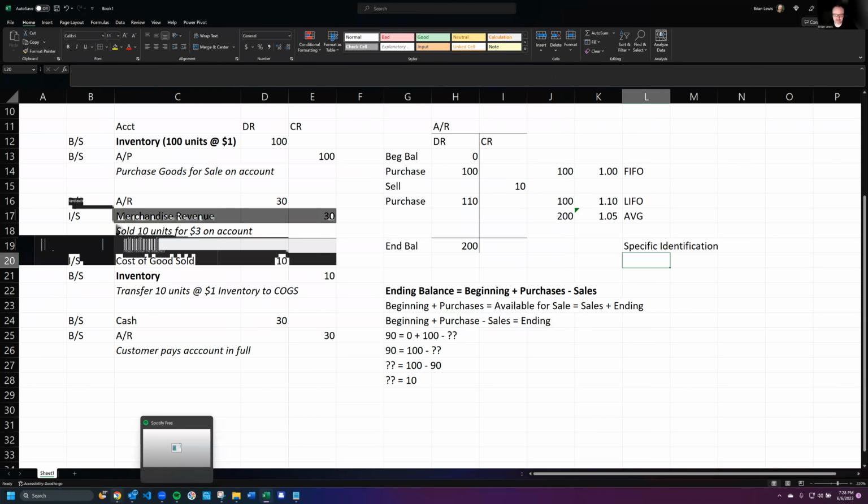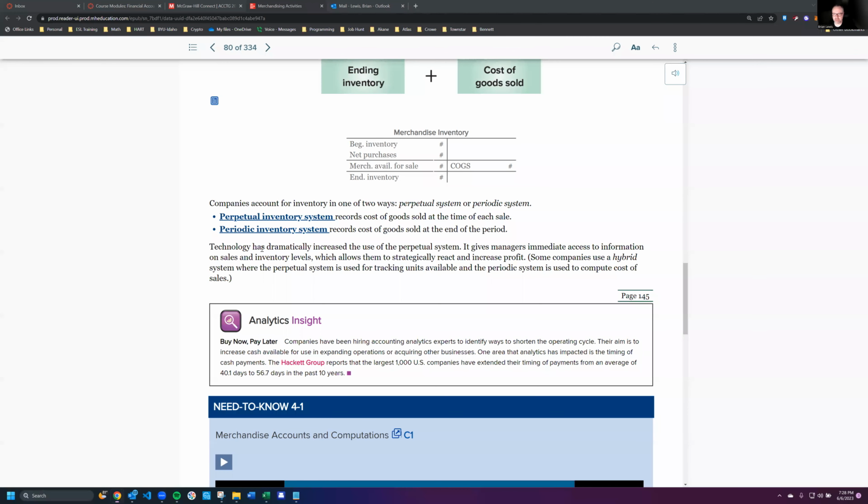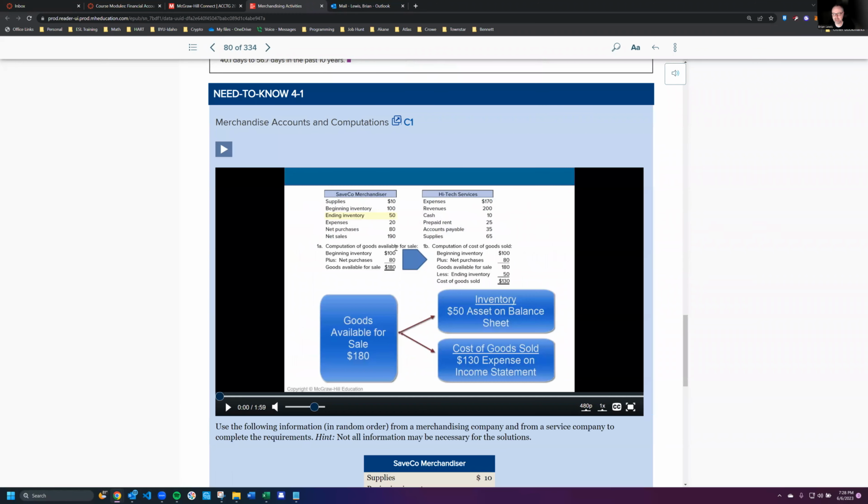Sorry about that one. Wanted to go here. If I can get there. Oh my goodness. Okay. But you want to understand that periodic is for a period of time. And perpetual is continuous. Each time it does the evaluation of the cost of goods based on FIFO, LIFO, or average, or specific identification. Okay. I think at this point, they just want you to understand the basics, and that's it.